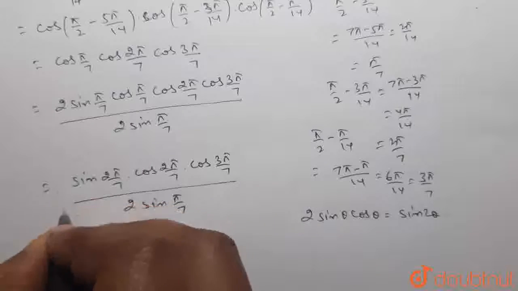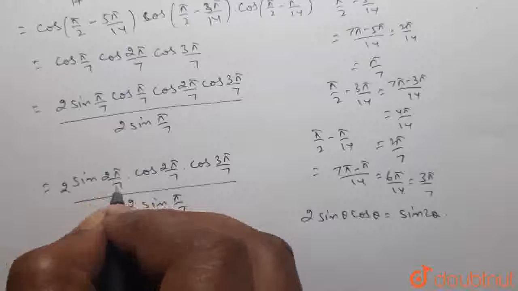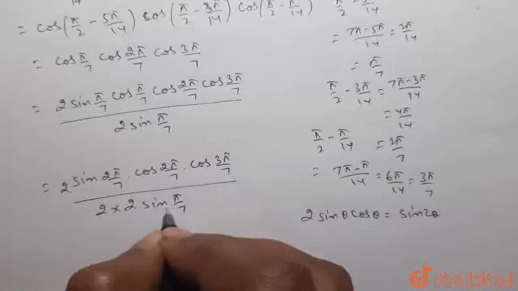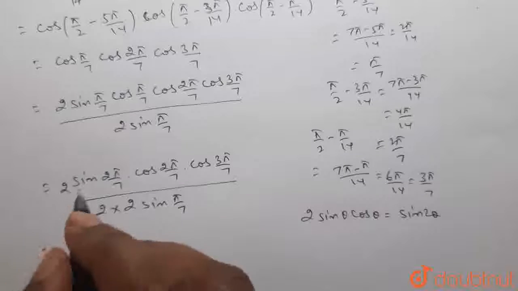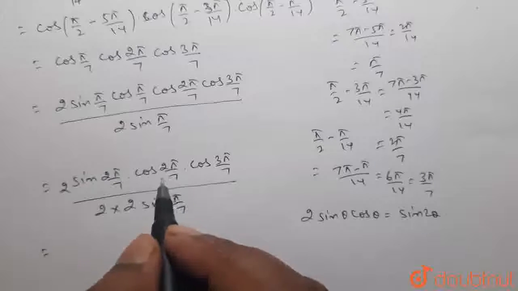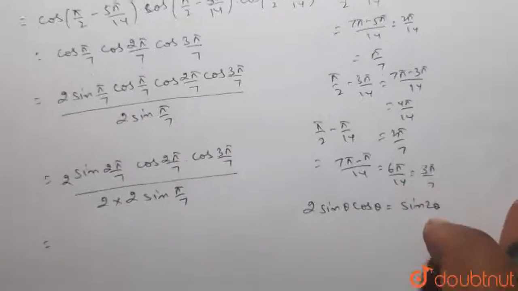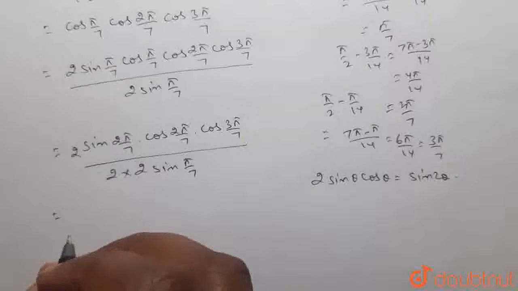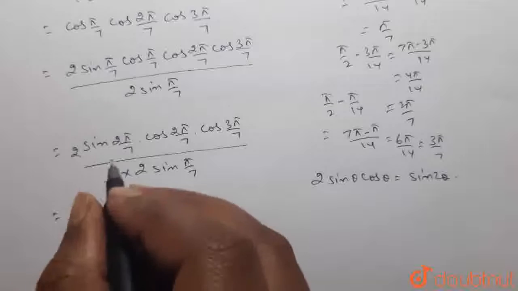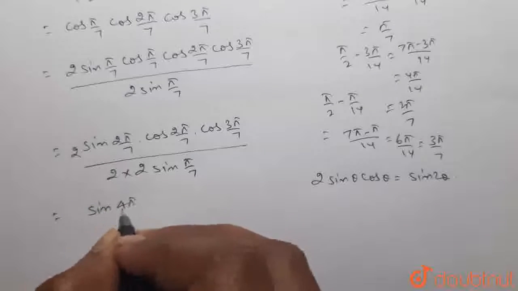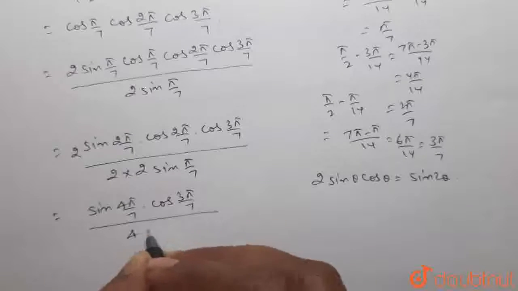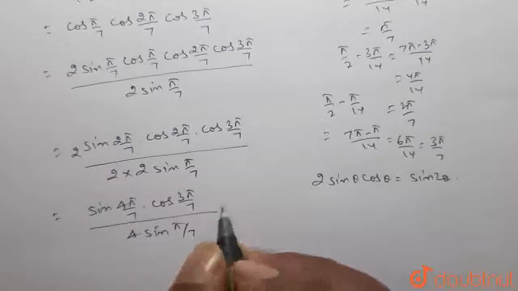Now we will multiply and divide by 2. So it will be 2 sin 2 pi by 7 into cos 2 pi by 7, and denominator will be 2 into 2 times sin pi by 7. Now again this 2 sin 2 pi by 7 into cos 2 pi by 7 is in the form of 2 sin theta into cos theta. So this will be equal to sin of 2 into 2 pi by 7, which is 4 pi by 7 into cos 3 pi by 7 whole divided by 4 sin pi by 7.